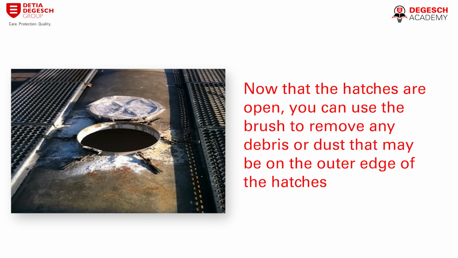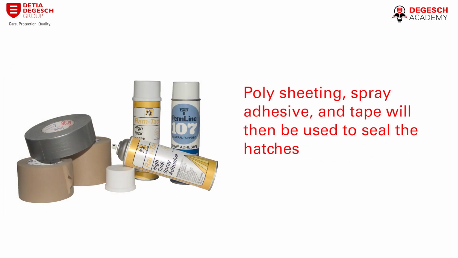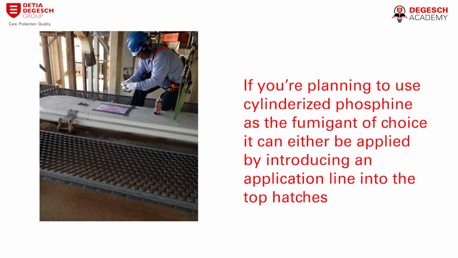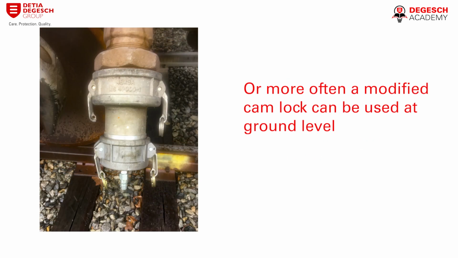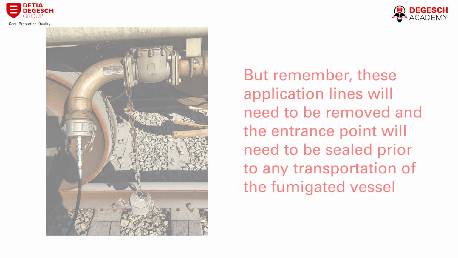You can use the brush to remove any debris or dust that may be on the outer edges of the hatches. Poly sheeting, spray adhesive, and tape will then be used to seal the hatches. If you're planning to use cylinderized phosphine as a fumigant of choice, it can either be applied introducing an application line into the top hatches, or more often, a modified cam lock can be used at ground level. But remember, these application lines will need to be removed, and the entrance point will need to be sealed prior to any transportation of the fumigated vessel.